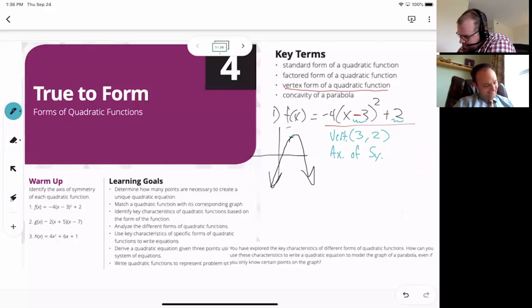So we've got 3, 2 there. And the axis of symmetry is going to be at x equals 3, because that's our vertical line that makes it foldable.